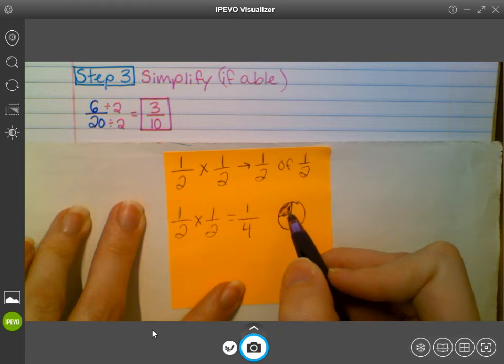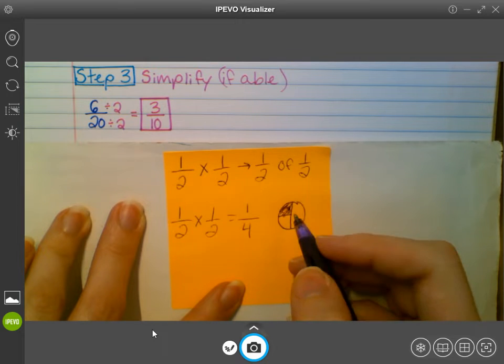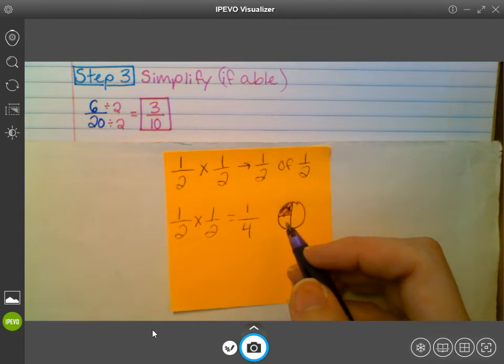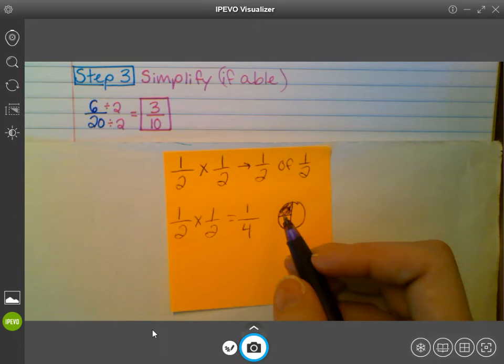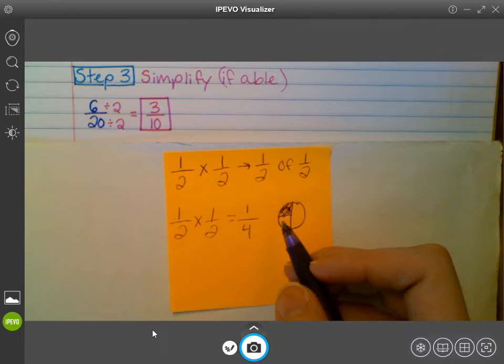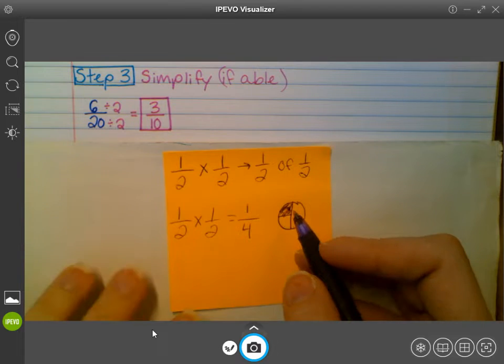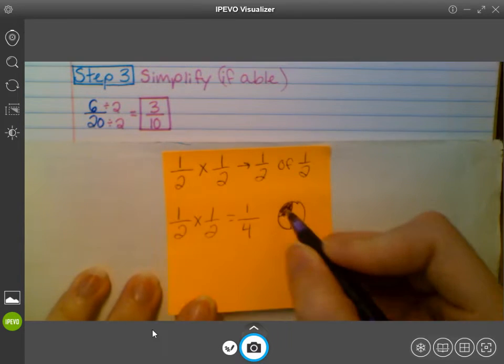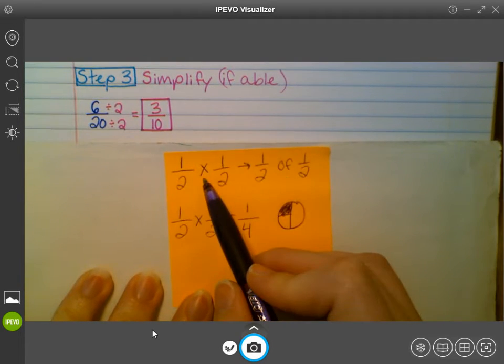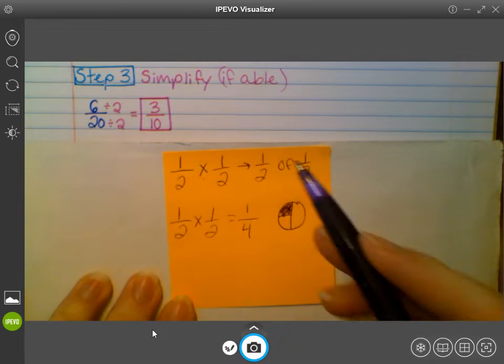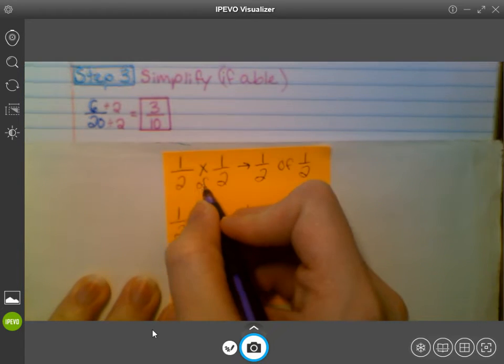So when we multiply 2 fractions together, we're going to get a smaller fraction because we're talking about taking a fraction and then only taking a piece of that fraction. So we're taking a number that's already less than 1 and we're just taking a part of it. So it's not going to be greater than 1. It's going to be smaller than what we started with.